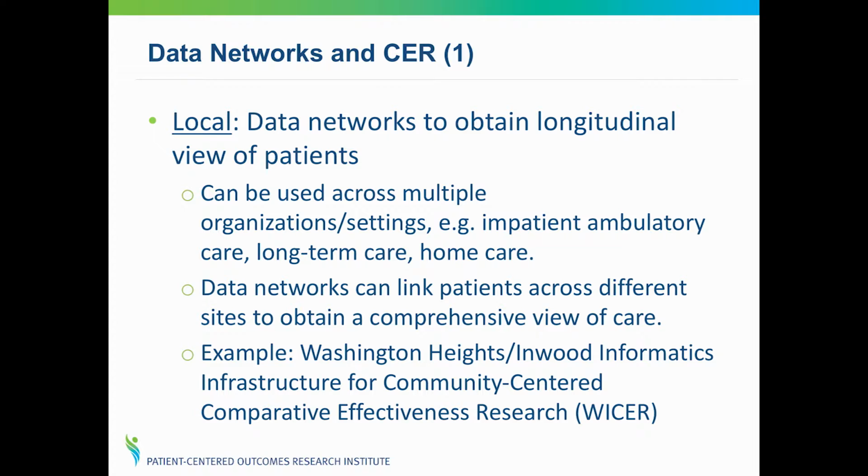Before, I talked a bit about where you might have two different types of data networks. One would be local, where you're expecting the data network to provide more of a longitudinal view of the patients, or the subjects, that would be in a network, and another one would be where it's across multiple organizations. As an example of a local network that had the benefit of longitudinality, I'll give the example of the Washington Heights Inwood Informatics Infrastructure for Comparative Effectiveness Research, or WISER, which I was the PI of that project, and now Sue Bakken is leading it at Columbia University.